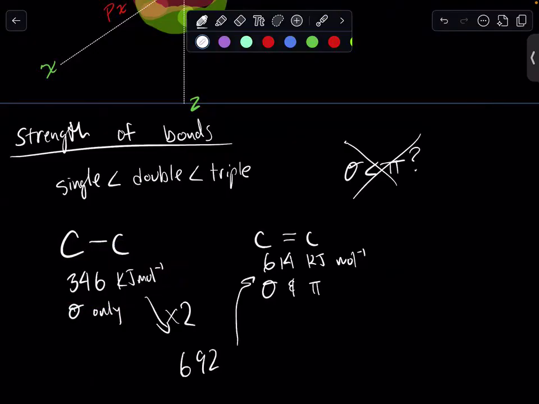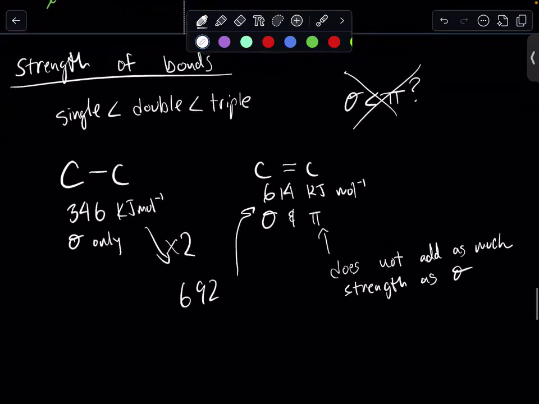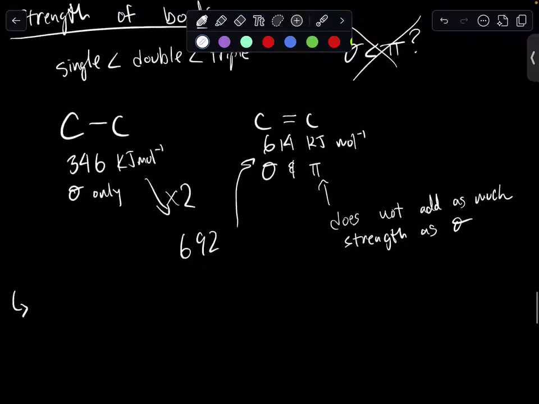692 is far larger than our 614, which means that the pi bond does not add as much strength as a sigma bond. It only added about 280, 270. We can do the math. So the real deal here, and the key takeaway, is that the pi bond is weaker. So the new question is, well, why is it weaker?